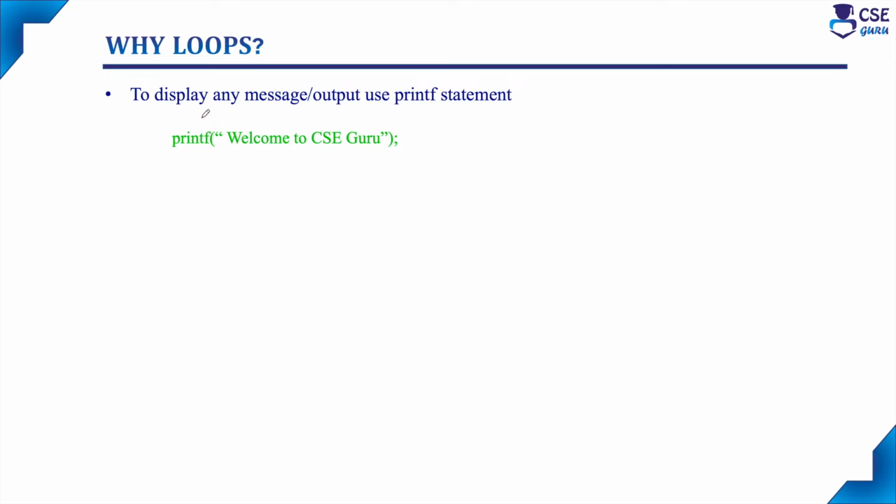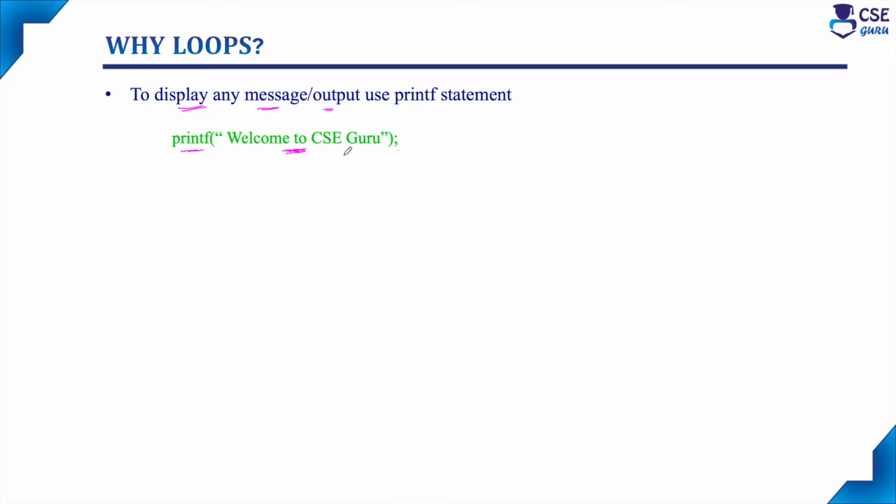In C programming, if you are considering displaying any message or output on the output screen, we need to use the printf statement. For example, if I want to display the message Welcome to CSEGuru, I have to use printf, open bracket, within double quotes we need to type the message, whatever message we want to display on the output screen. Then close the bracket and place a semicolon. So this is the statement we need to use to display any message on the output screen.